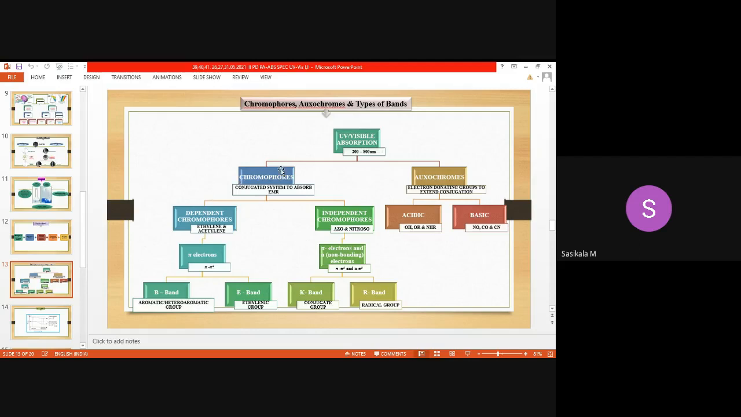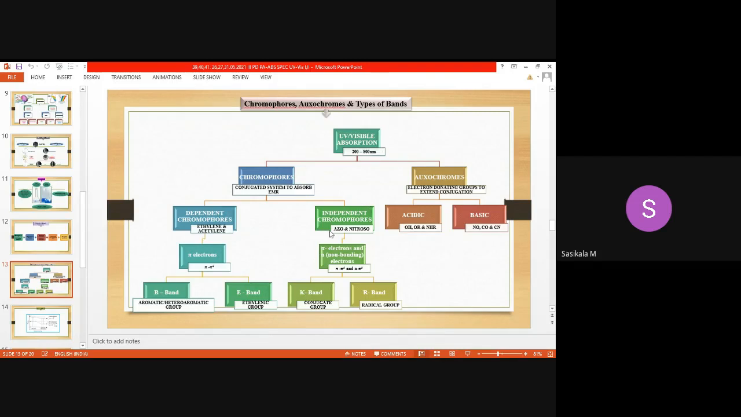Okay, let's see about the types of chromophores. There are two kinds: dependent chromophores and independent chromophores. What are dependent chromophores? They are double bonded in nature. Compounds like ethylene and acetylene are called dependent chromophores. They are made with pi bonds, so the transition occurs from pi to pi star. That means the compound has a chemical structure with double bonds only.